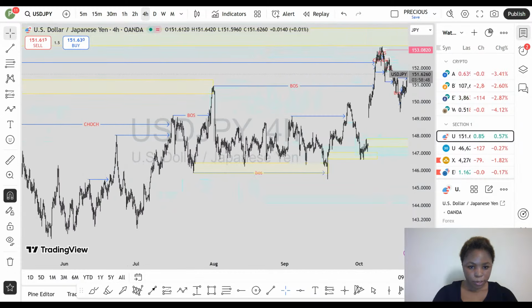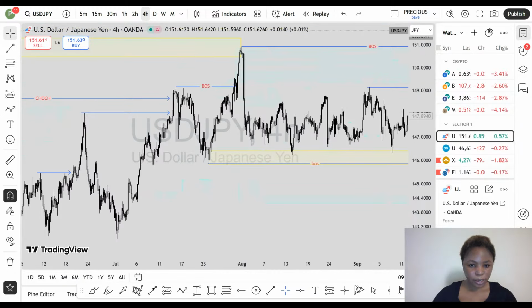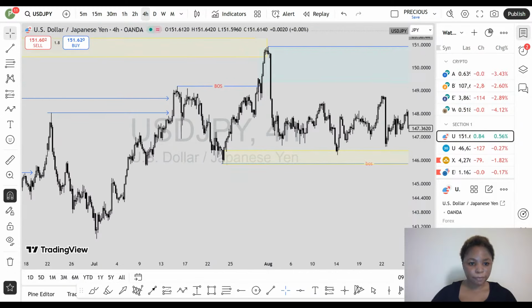So markets pull back into this level. You can see on the 4 hour we have a break of structure here, the one I marked on the daily. I said this is a daily internal break of structure. You can see we have a break of structure here, and where we have a break of structure, we have an opportunity to trade from.